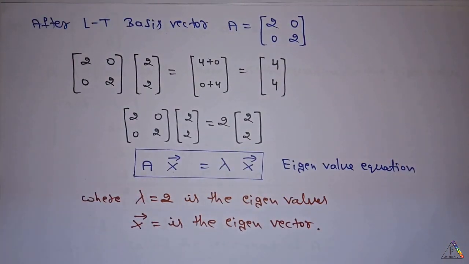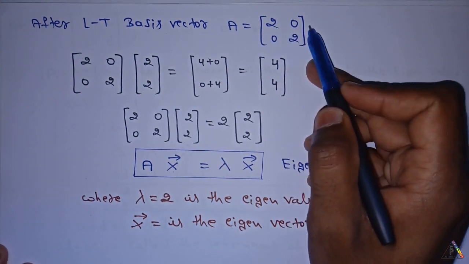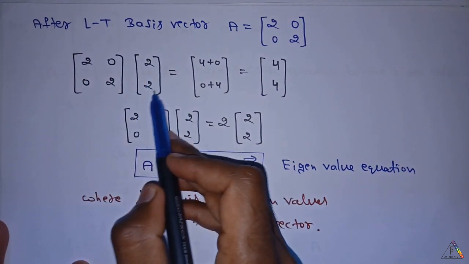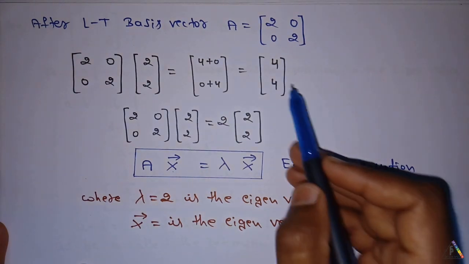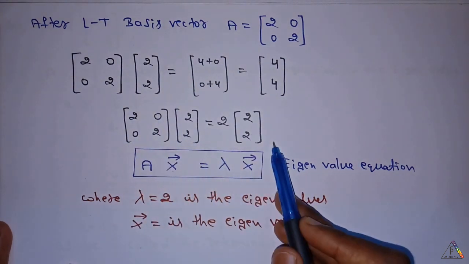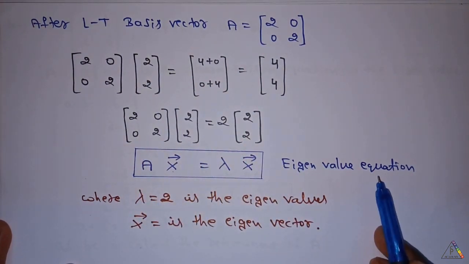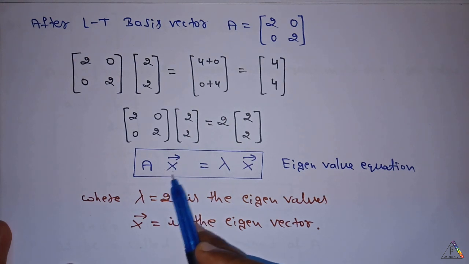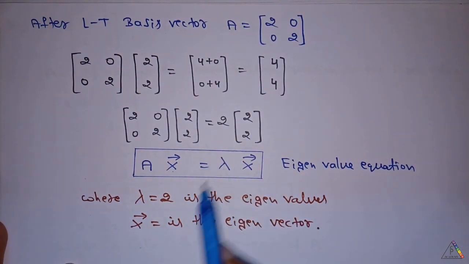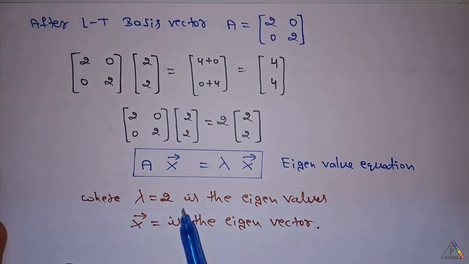If I represent this in matrix form, this is the basis vector after the transformation, and if I multiply that basis vector to the eigenvector, I will have the column matrix of 4 and 4. If I rewrite this in this form, this represents the eigenvalue equation. This x vector is the eigenvector, and this lambda is the eigenvalue of the value 2. Therefore, from this eigenvalue equation, this lambda represents the eigenvalue and this vector represents the eigenvector.